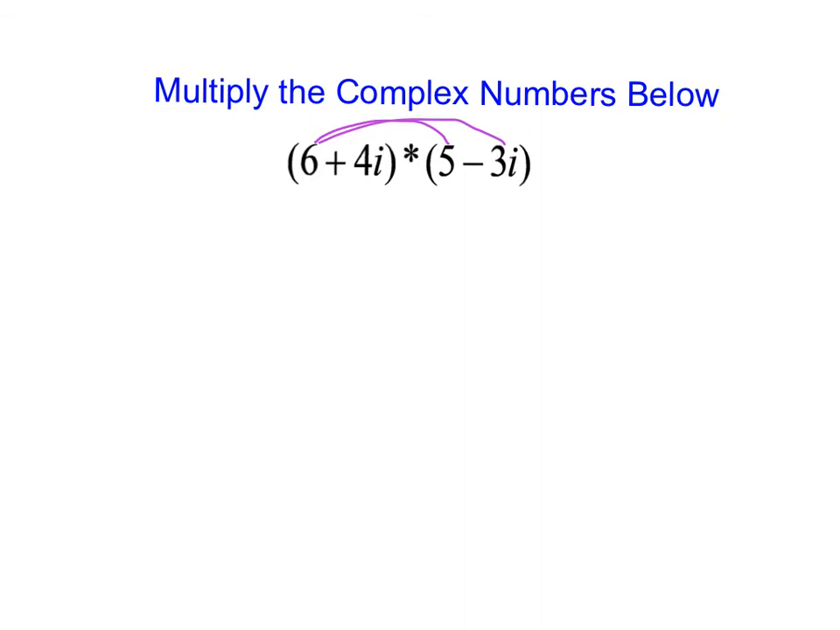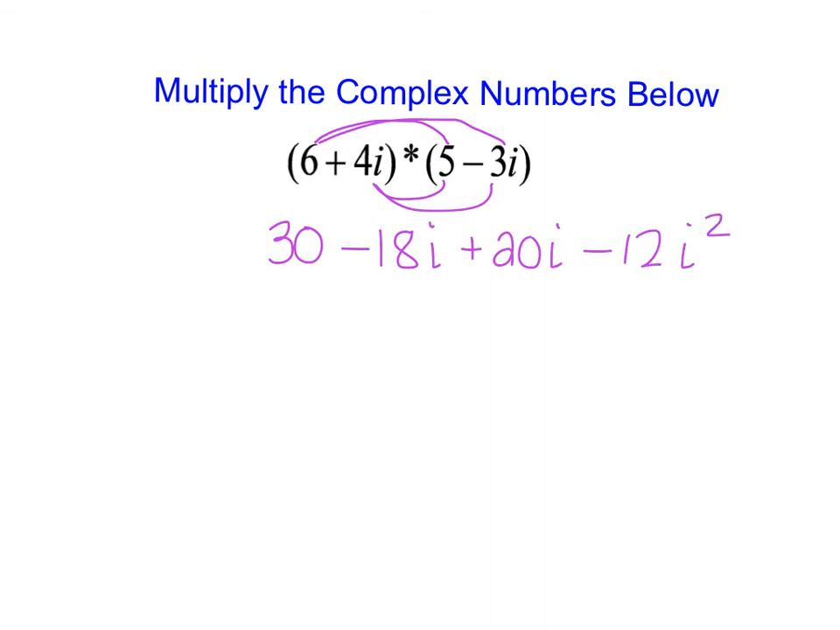So we have 6 times 5, which is 30. 6 times -3i, which is -18i. And then 4i times 5, which is a positive 20i. And then 4i times a -3i, which is -12i squared. Now I'm going to use keep change here so I don't make any sign errors.